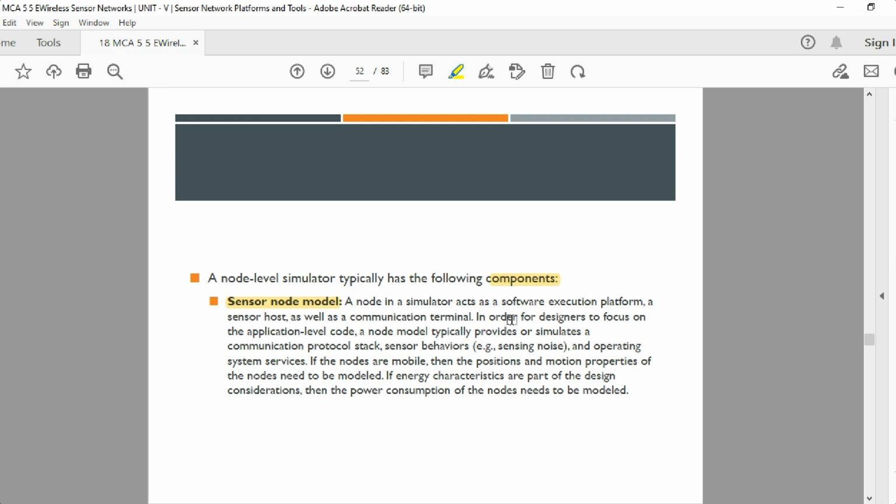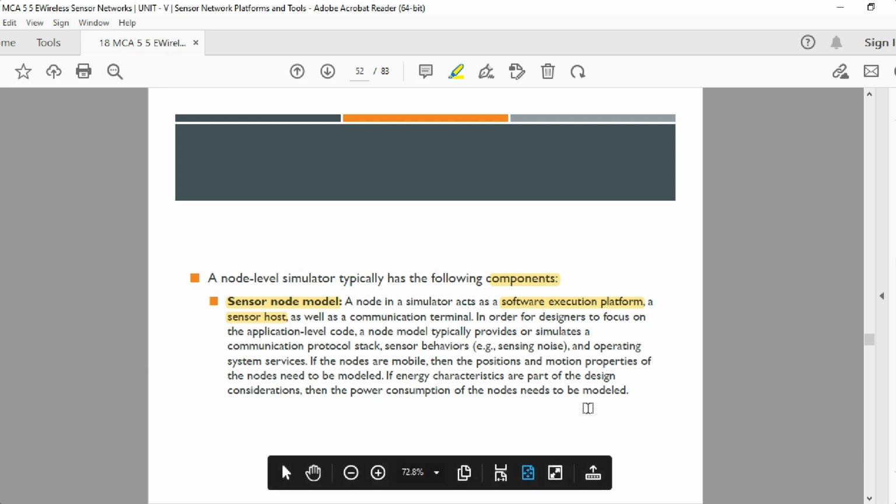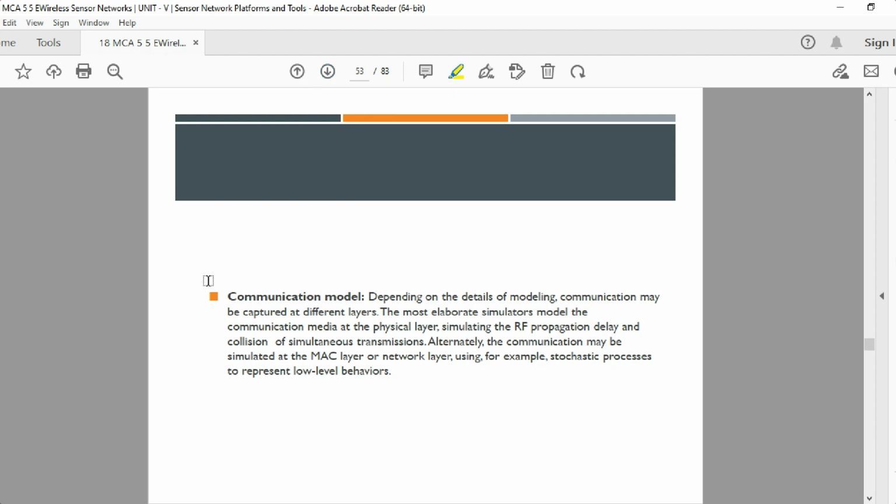A node in a simulator acts as a software execution platform. That is, simply we can say it is going to act as a sensor host. In this, what happens? It provides or simulates the communication protocol, or it will be analyzing the behavior of a sensor and it will be checking the operating system services. If energy characteristics are going to be part of it, we have to take care about the power consumption dealt in this particular algorithm. Next, we are going to discuss the communication model.